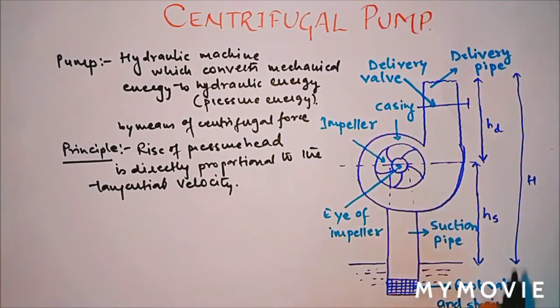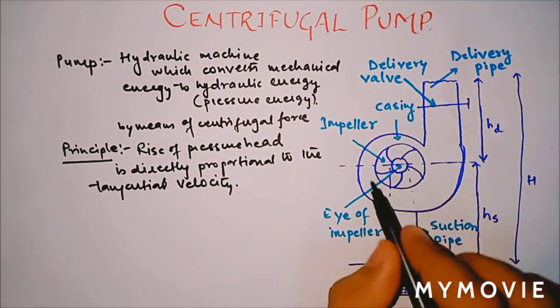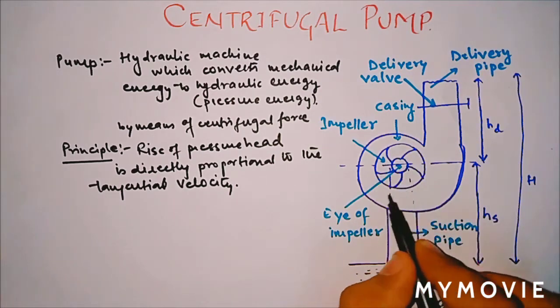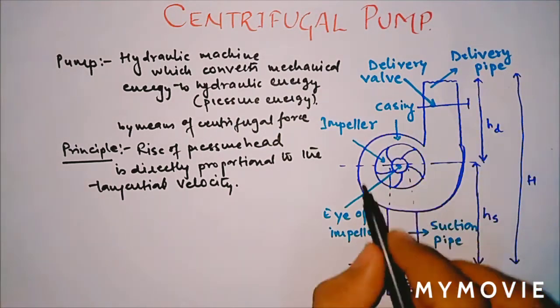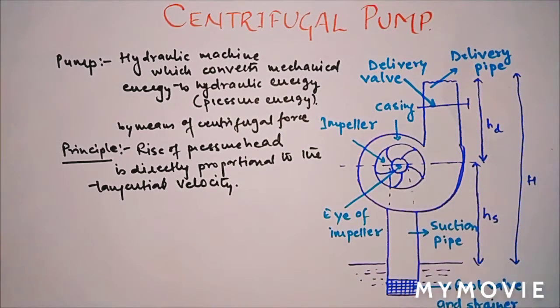Okay friends, I hope you understood. The moving water here in this casing will have tangential velocity as it is moving. So the outlet pressure head is directly proportional to the tangential velocity of water in the casing. Okay, so this is the short and sweet principle of centrifugal pump. Now let us move to the working of centrifugal pump.